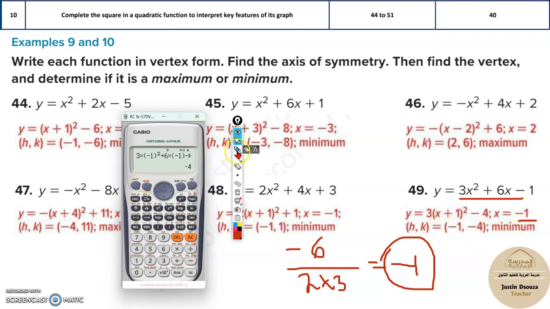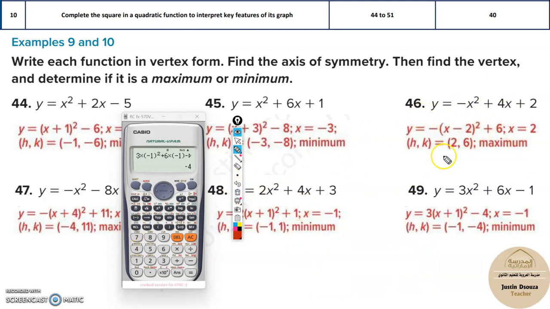And now since over here it's positive, it is minimum value. Over here you can see it's negative, it will be maximum. This is all depending on the a value, whether it's positive or negative, whether it's less than 1 or greater than 1. Now we have found all this very easily.